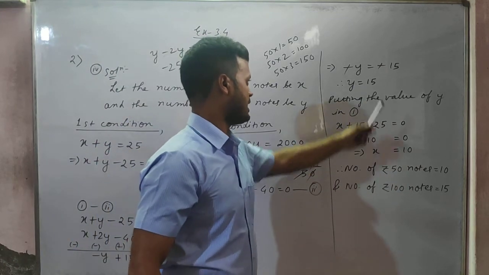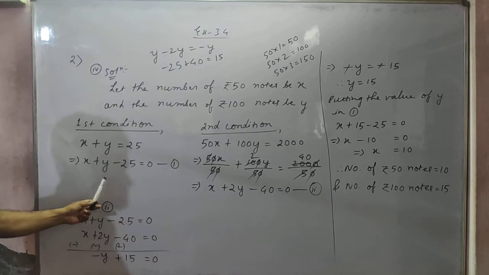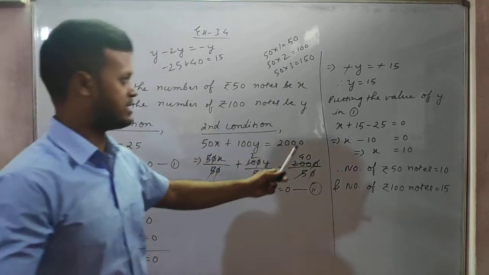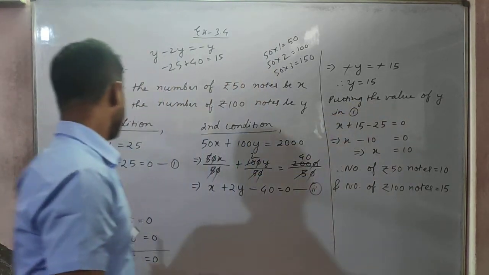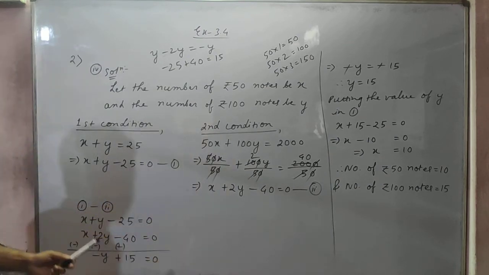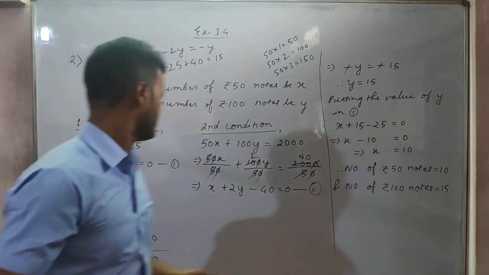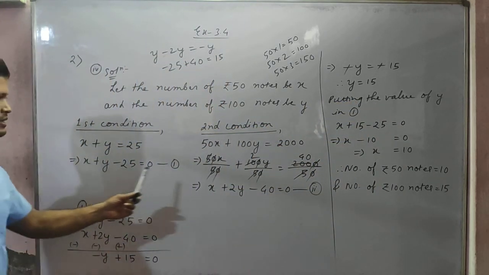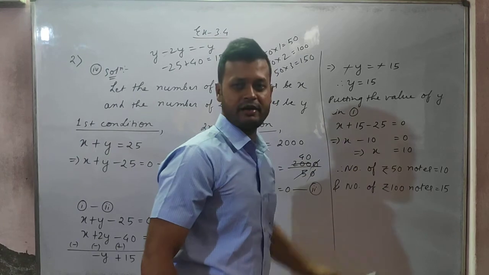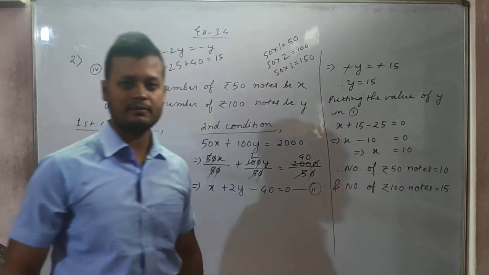Now putting the value of y in equation 1. Whatever value you got for y, just put it in equation 1. In place of y, if I put 15, so 15 minus 25 will become minus 10. Minus 10 you take to the right hand side, it will become plus 10.